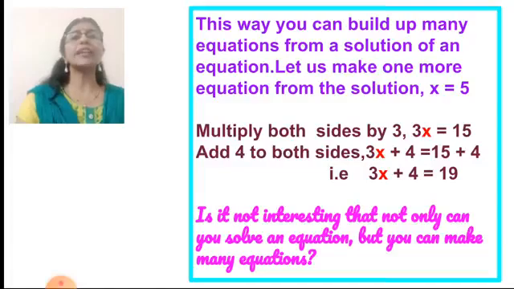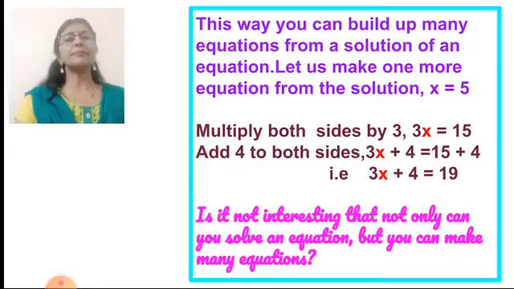Let us make one more equation from the solution x equal to 5. So here we have multiplied both the sides by 3. Let us multiply both the sides of the solution by 3. So it will become 3x. 3 multiplied by x is 3x, and 5 is on the right hand side. When you multiply 5 by 3, you will get 15. So we will get 3x is equal to 15.